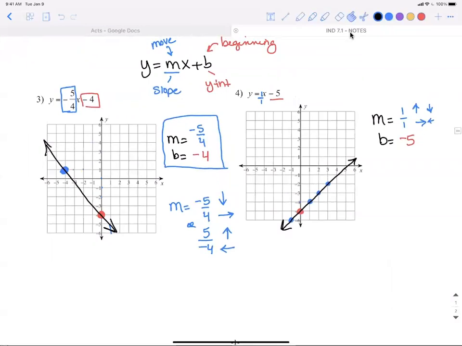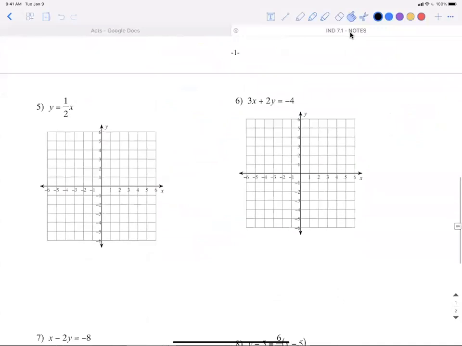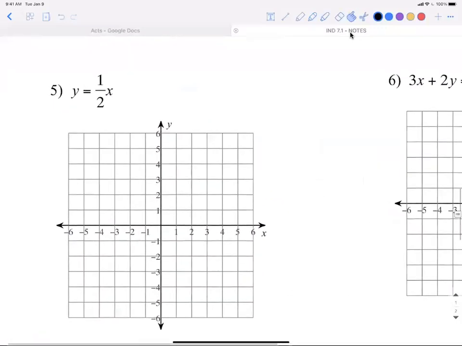I'm fine as long as you know that it's over 1. And so your run, which is your bottom, your X, is always a 1. That's fine. When you state your M and your B, if you just state it as a whole number, as long as you make your movements right, I'm not going to say anything. All right. Number 5.